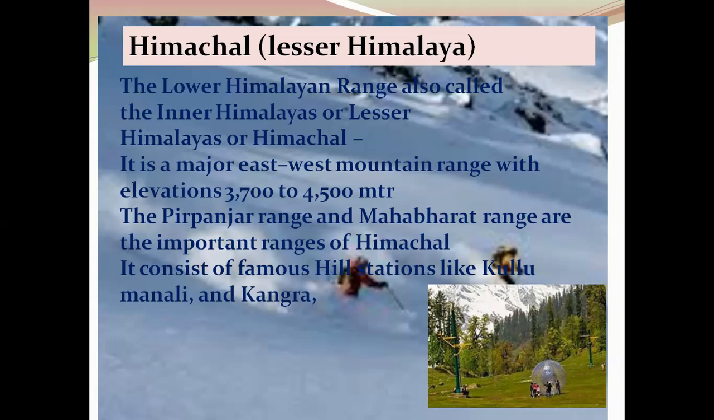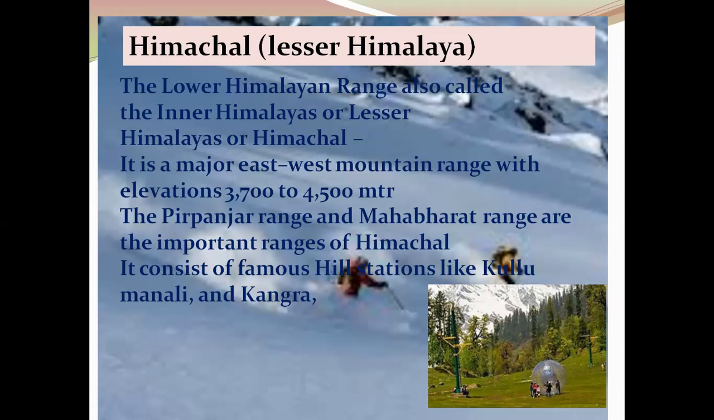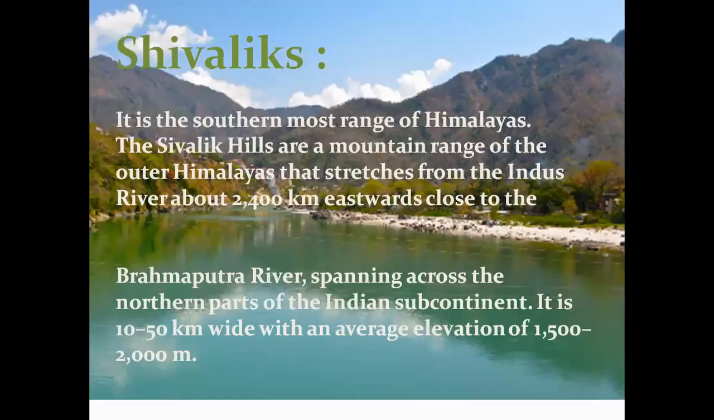Himadri, the special thing is that it is covered with ice. Himachal, the special thing is that it is famous for tourists. Next, we have Shivalik. As I told you, it is in the foot of the mountain, which means the least height it is having. It is about 2,400 nearly. So it is the southernmost range of the Himalaya. Okay, and Shivalik hills are the mountain range of this.